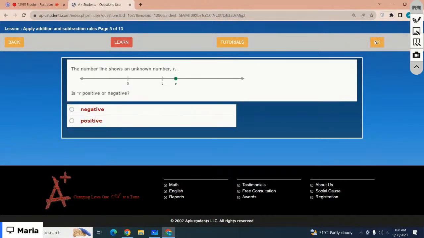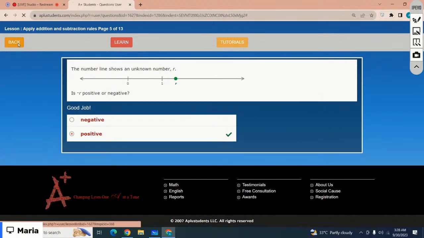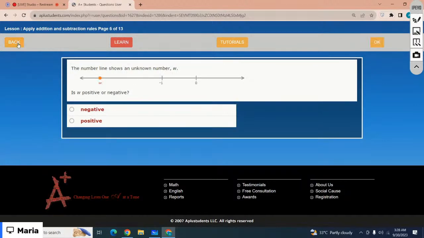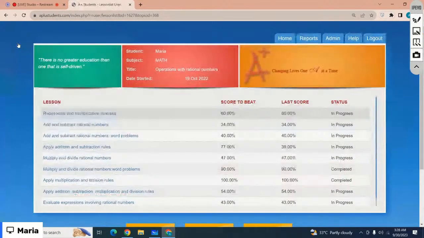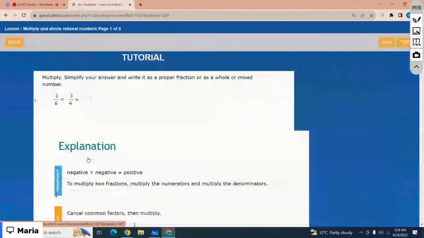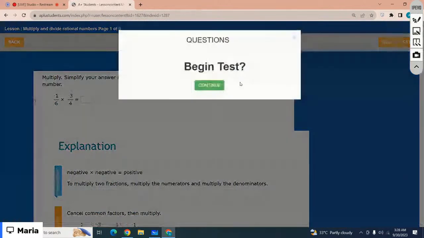Okay, the next one is the number line shows an unknown number r. Is it positive or negative? R is on the right hand side, right? So it must be again positive. If you are on the right hand side of zero, the number must be positive. If you are on the left hand side of zero, that means the number must be negative, right? Okay, let's just start with the next one. That is multiply and divide rational numbers. Let's just do practice questions.